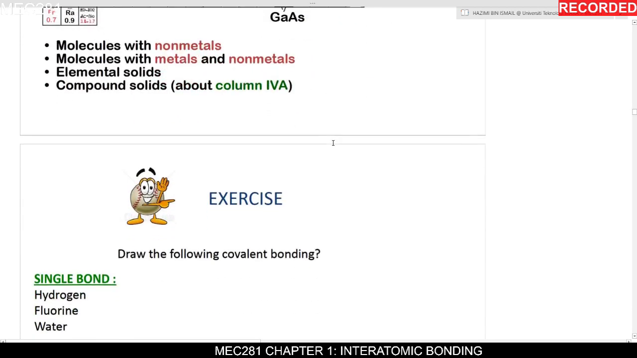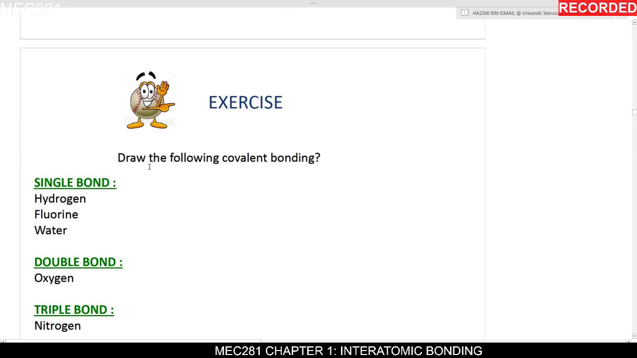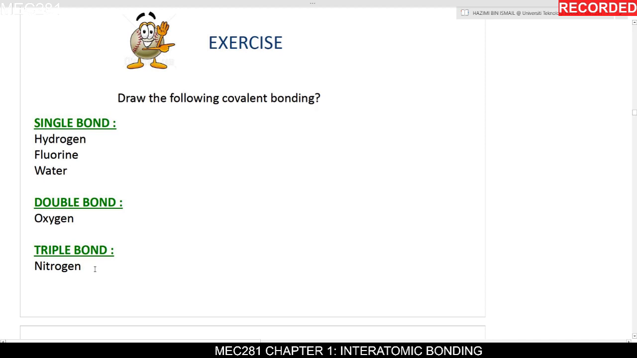So, exercise: draw the following covalent bonds: single bond, double bond, and triple bond. I will show you the oxygen.